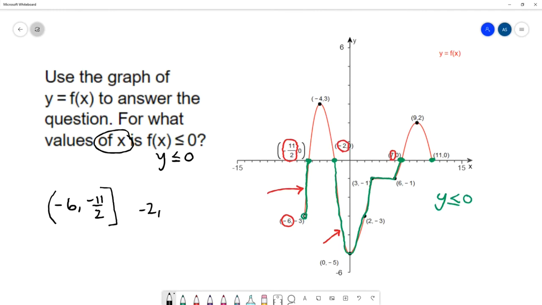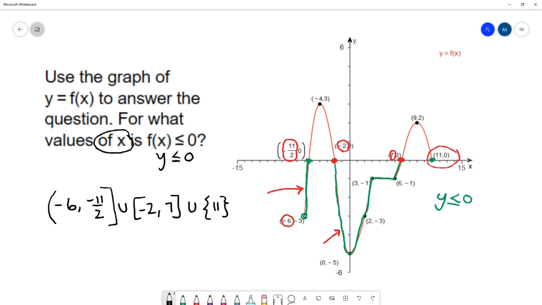So that's our interval, -2 to 7. And we're going to use brackets on both of these because both of these are included in the set. And then we have one more point which we need to include. This has a y coordinate of 0. And we can't use interval notation on that. So we'll use curly braces for an individual point.